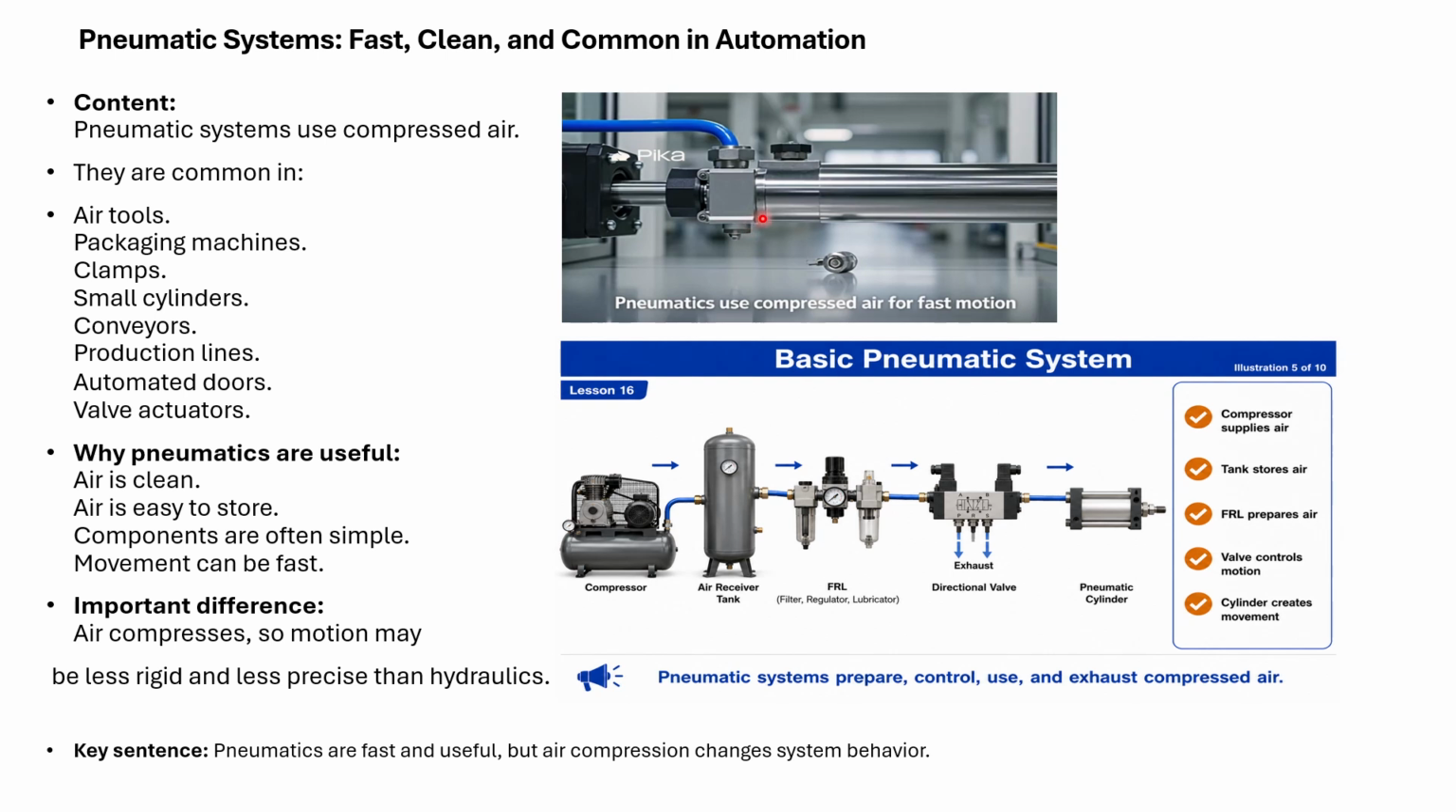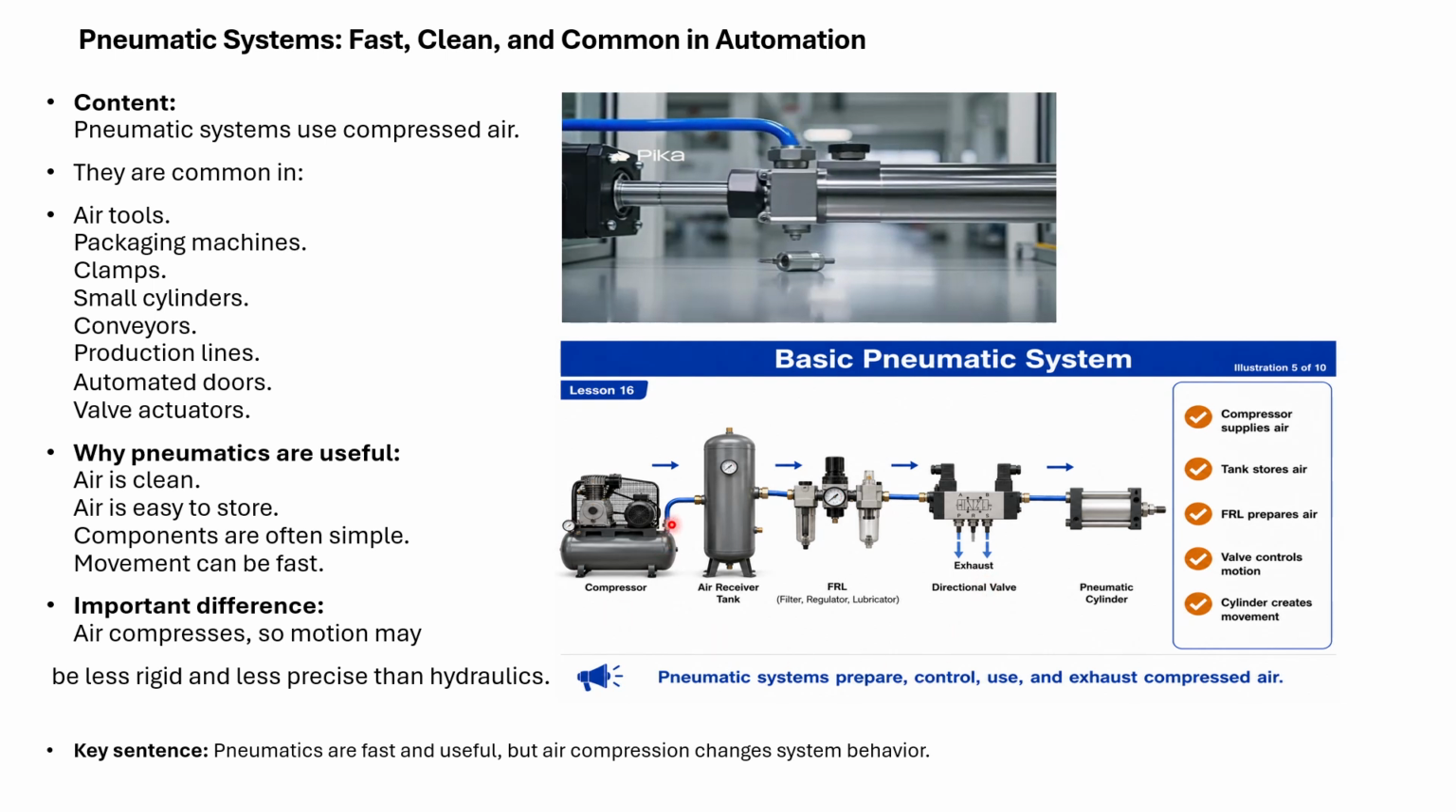Pneumatic systems: fast, clean, and common in automation. Pneumatic systems use compressed air. They are common in packaging machines, clamps, small cylinders, conveyors, production lines, automated doors, valves, and actuators.